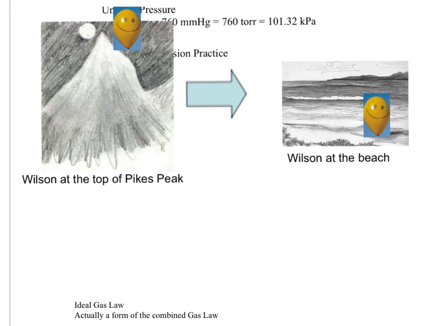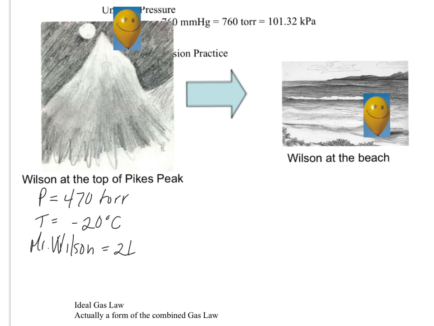The pressure is 470 torr, and the temperature is minus 20 degrees Celsius, and Mr. Wilson, which is the balloon, is equal to 2 liters. Then Mr. Wilson goes to the beach and the pressure is equal to 760 torr, and the temperature is 30 degrees Celsius. What will be the size of Mr. Wilson?